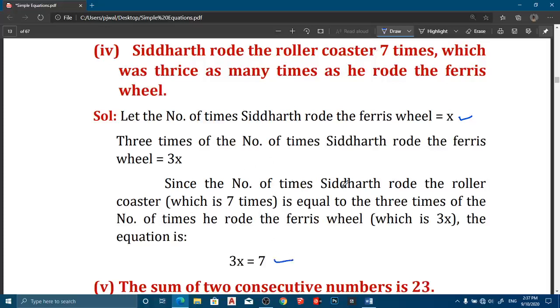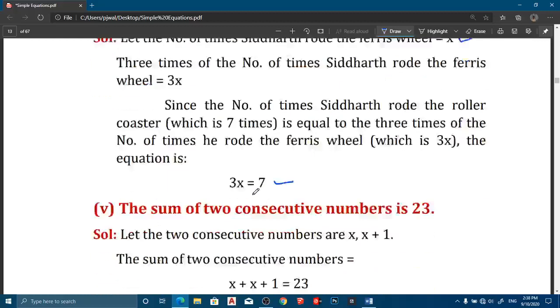Since the number of times Siddharth rode the roller coaster, which is 7 times, is equal to 3 times the number of times he rode the Ferris wheel, which is 3x, the equation you can write is 3x is equal to 7. It's a simple problem. You just have to understand the meaning of the sentence.